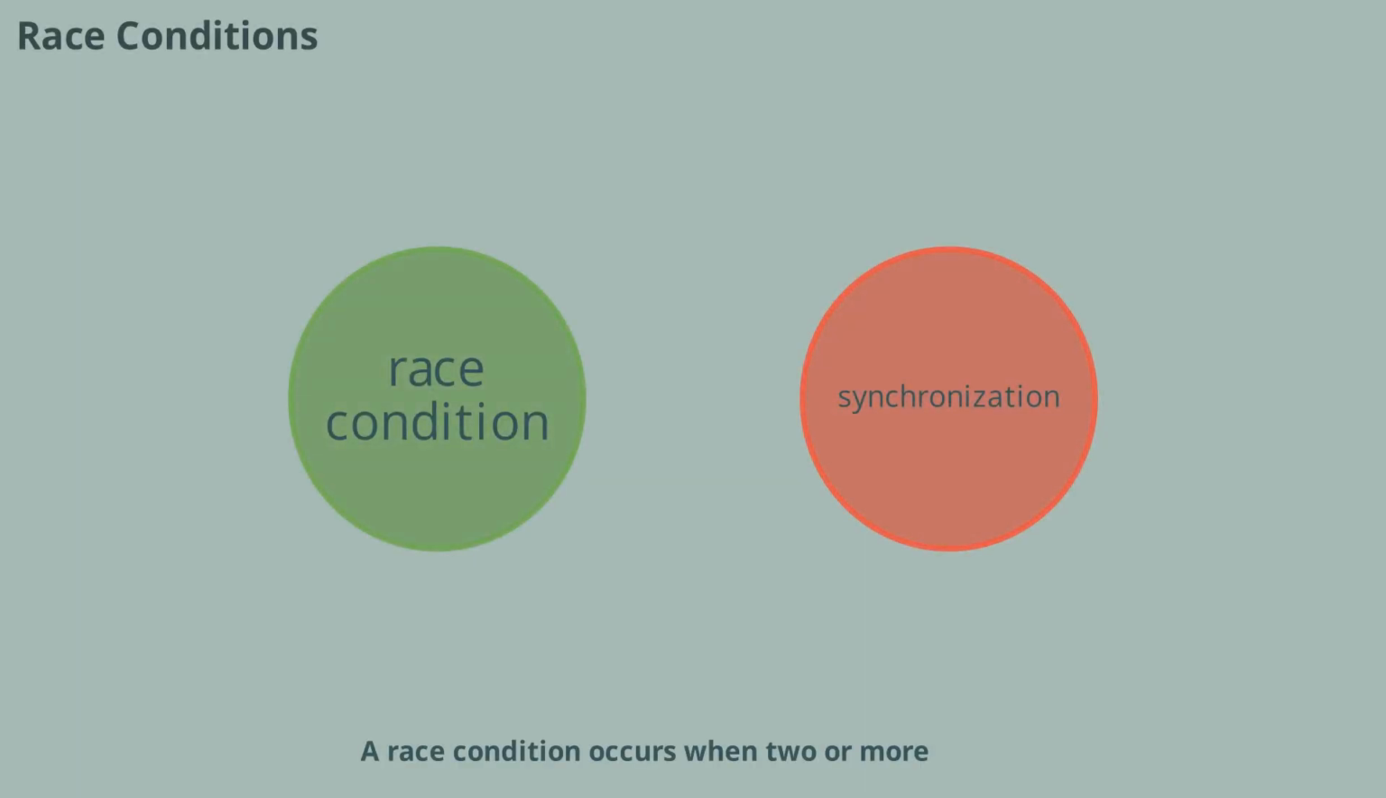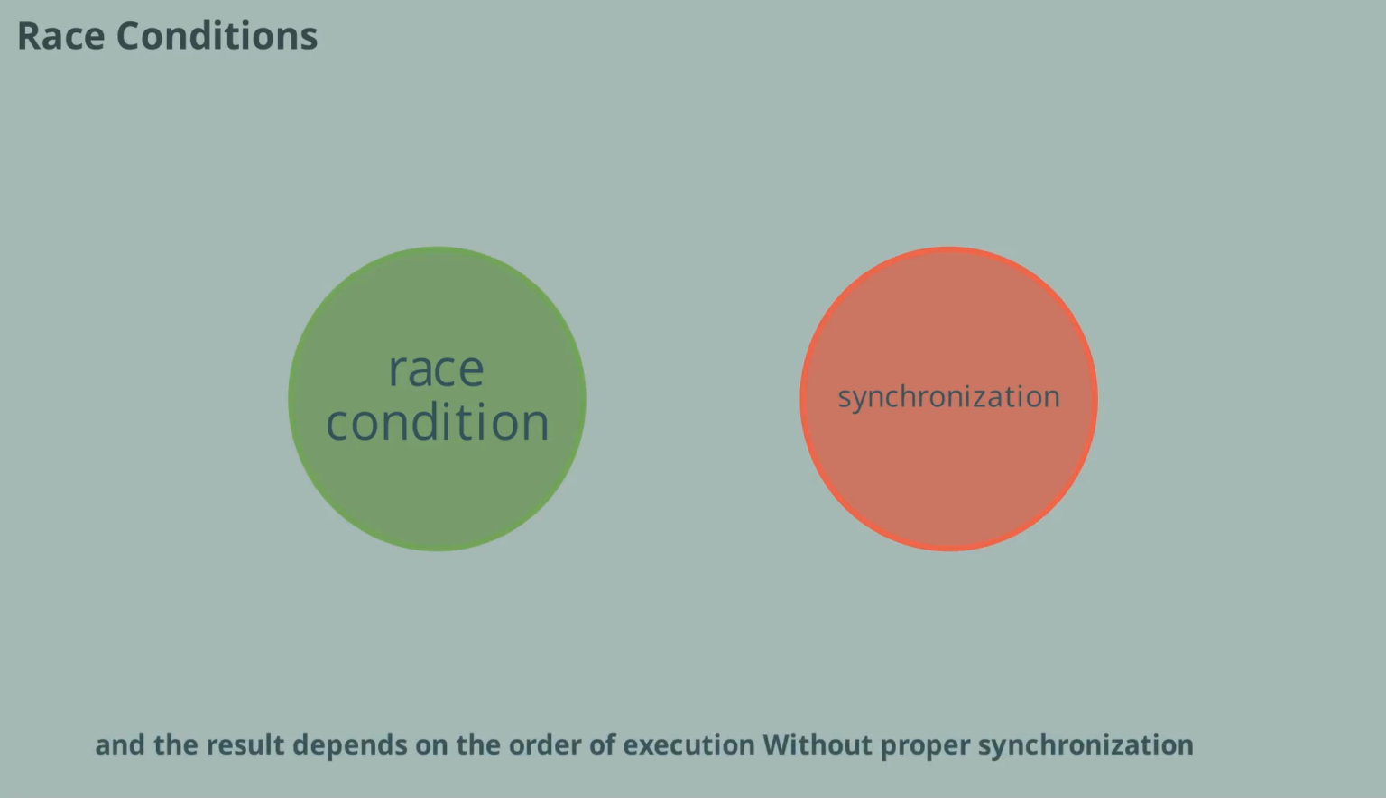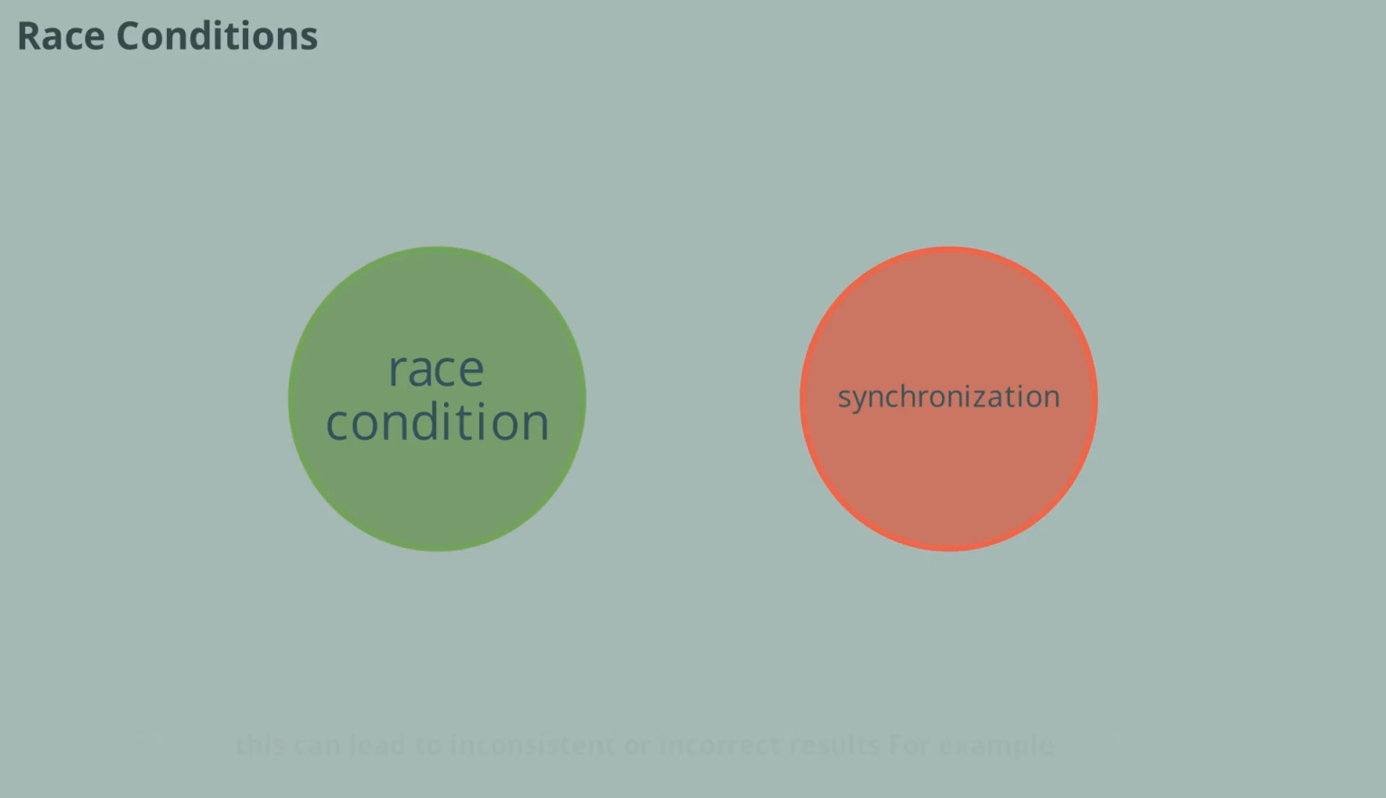A race condition occurs when two or more threads access shared data at the same time, and the result depends on the order of execution. Without proper synchronization, this can lead to inconsistent or incorrect results. For example, incrementing a shared counter without synchronization may cause some increments to be lost. Always protect shared resources to avoid race conditions.